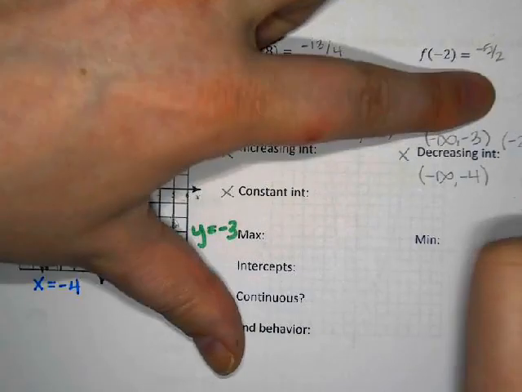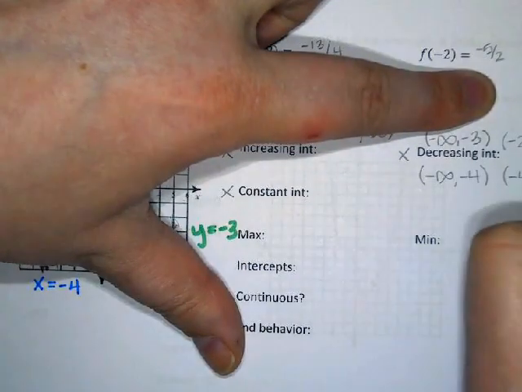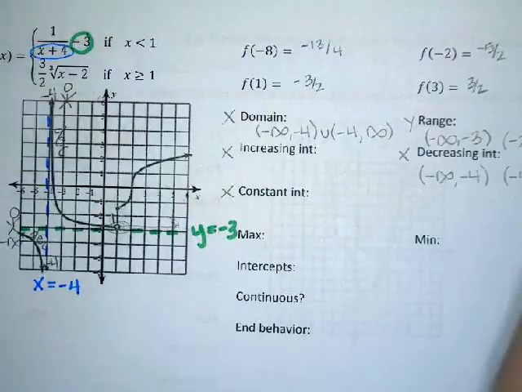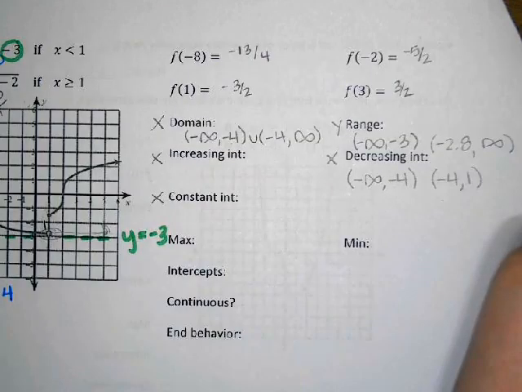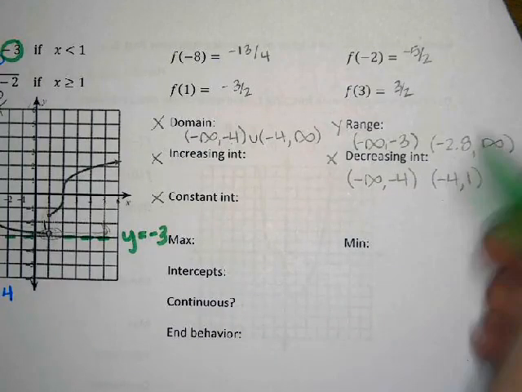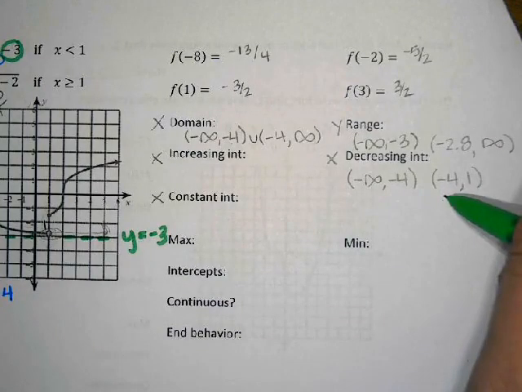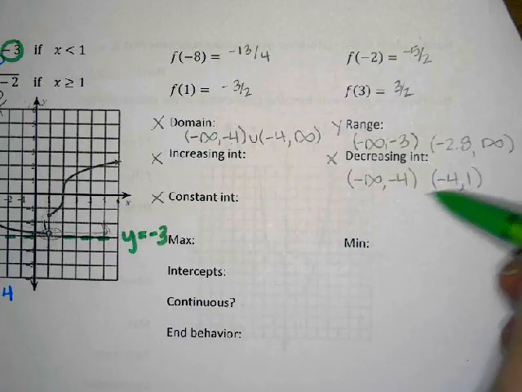And somebody tell me, why did I do parentheses for both of those? The 1 doesn't count. It's a hole. And then why did I do it for the negative 4? It's still an asymptote. It's still a value we can't have. Okay? What should I put in between my two answers? I should put a U in between my two answers.